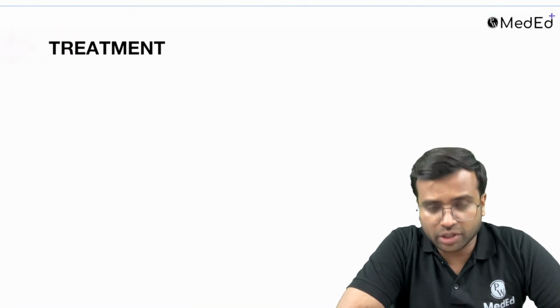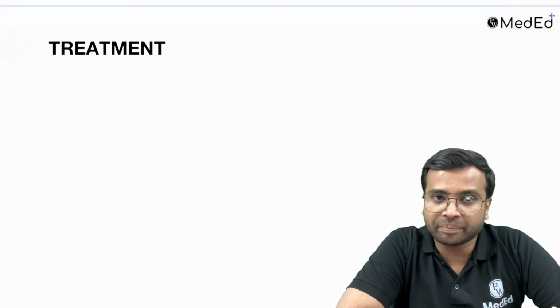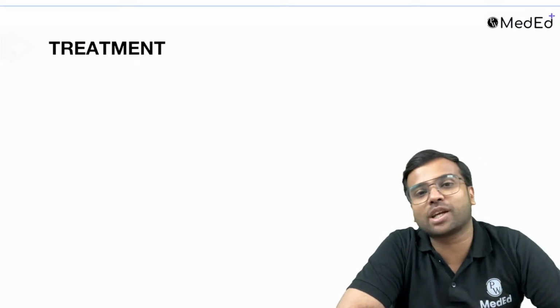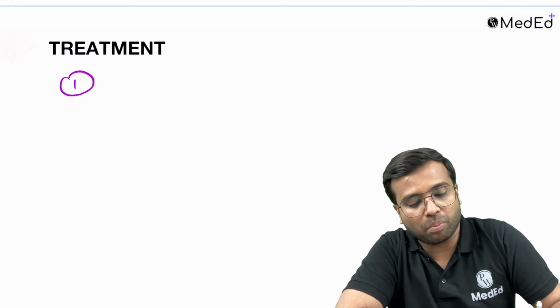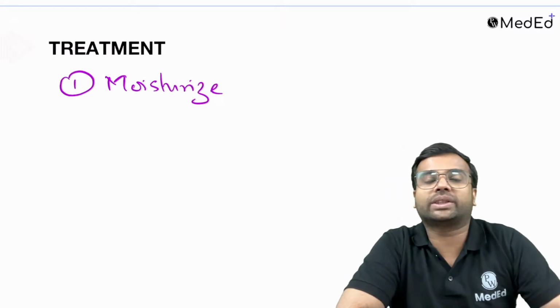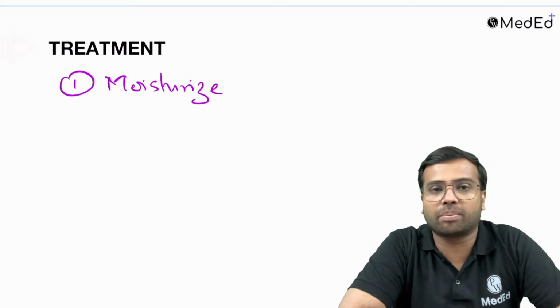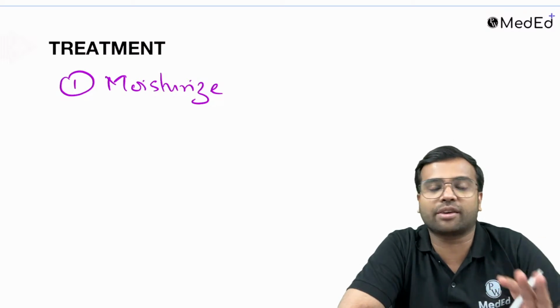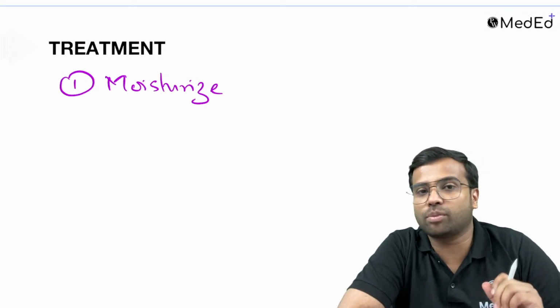Because these are the patients who always have very dry skin, isn't it? So dry skin, matlab, what should be our mainstay of therapy? We have to moisturize, moisturize and moisturize. So moisturizing the skin is one of the most important parts. So we have to apply body lotions, emollients, everything so that we keep the skin moisturized.